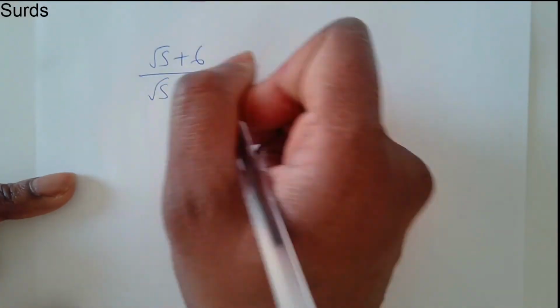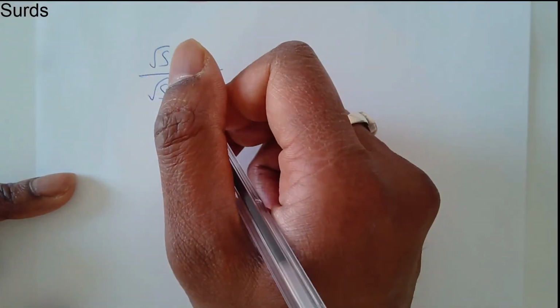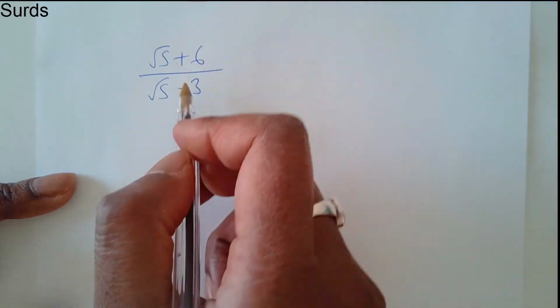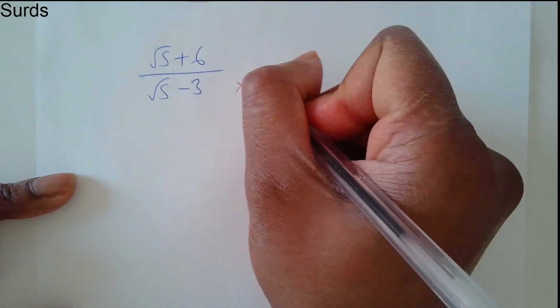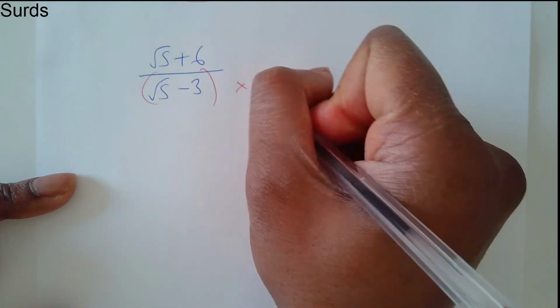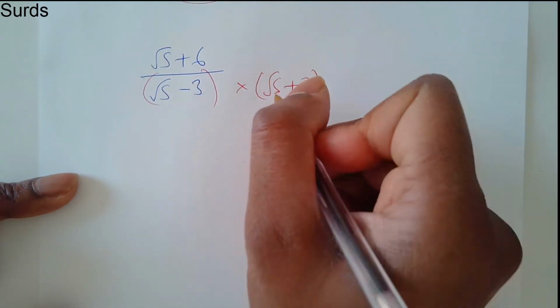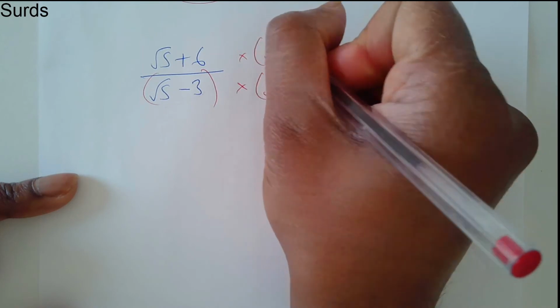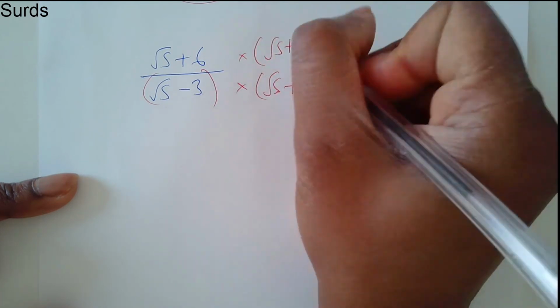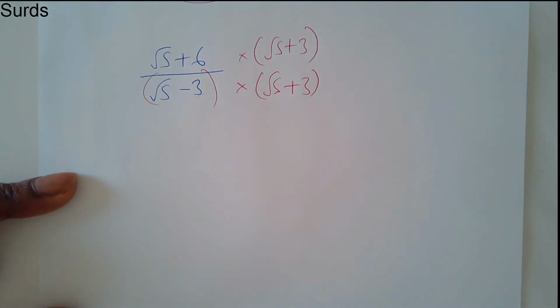Right, to rationalize the denominator, we need to multiply the denominator and the numerator by the conjugate of this one here. So times by root 5, instead of minus, it's going to be a plus. Whatever you do to the bottom, do to the top. So you can imagine how much work this is going to involve. There's going to be lots of expanding double brackets.